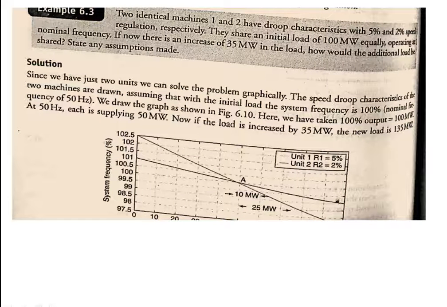So let us discuss one basic fundamental problem on speed droop characteristics. Here two identical machines are given, 1 and 2. They have droop characteristics of 5% and 2%. Both share the initial load of 100 megawatt equally, operating at nominal frequency, which is called the base frequency. If there is now an increase of 35 megawatt of load, how will the additional load be shared?